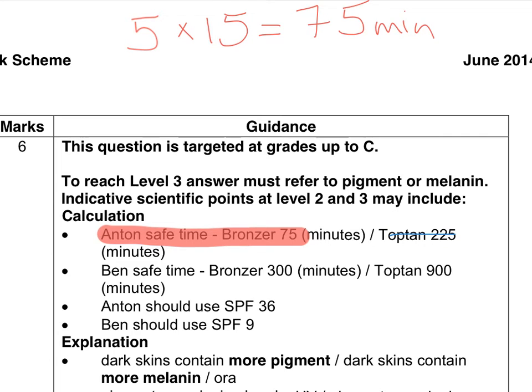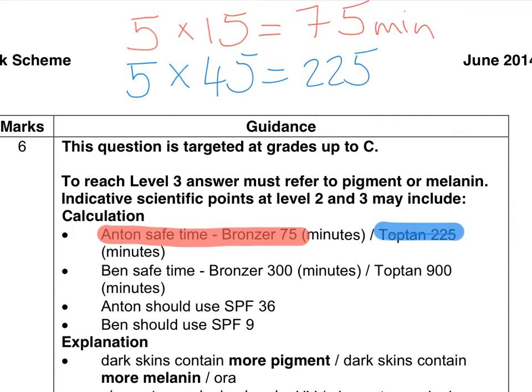So top tan, sorry, that should be a highlighter. Top tan, 225 minutes. That's because, again, it takes 5 minutes for him to burn in the sun. You multiply it by the SPF for top tan, which is 45. And then that gives us 225 minutes.